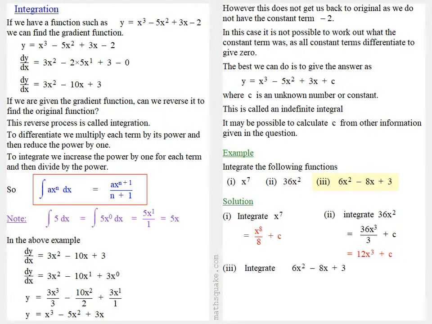In part 3, we're asked to integrate 6x squared minus 8x plus 3. Now the 6x to the power 2 becomes 6x to the power 3 over 3. The minus 8x to the power 1 becomes minus 8x to the power 2 divided by 2, and the plus 3 becomes plus 3x, and we add c. So the answer is 2x cubed minus 4x squared plus 3x plus c.